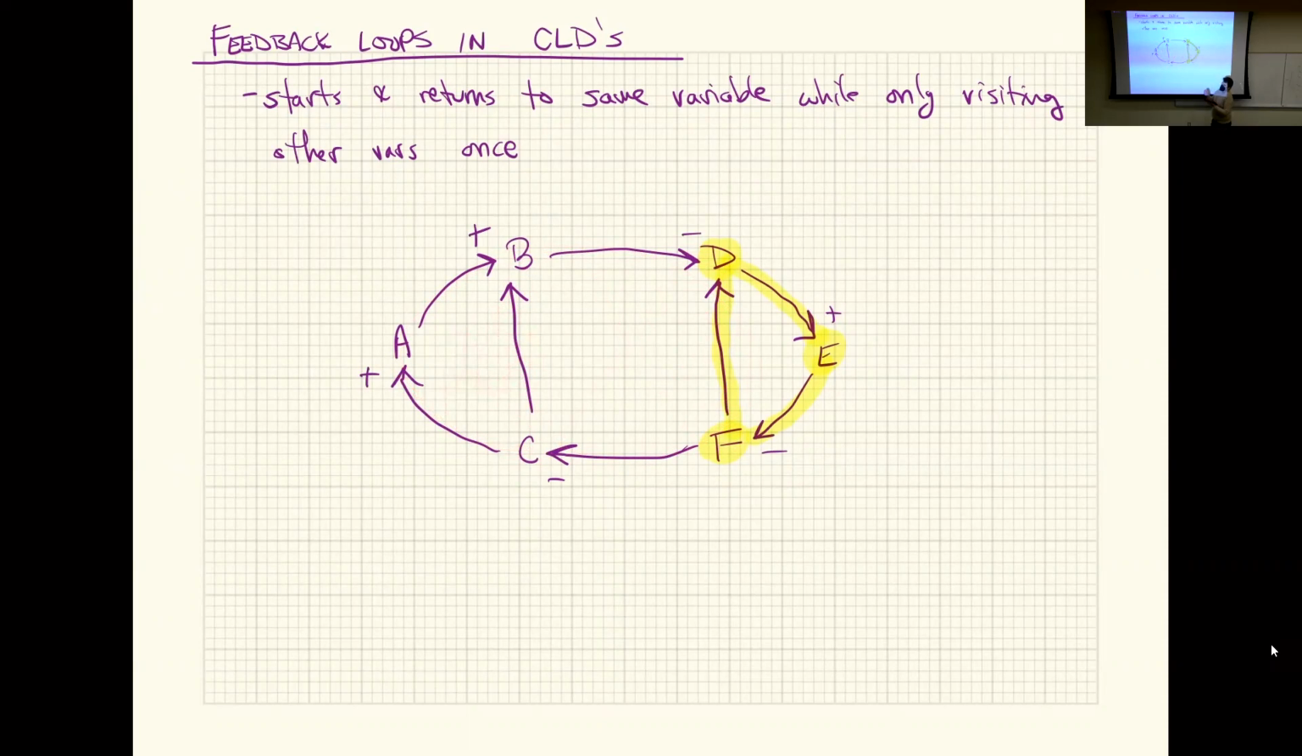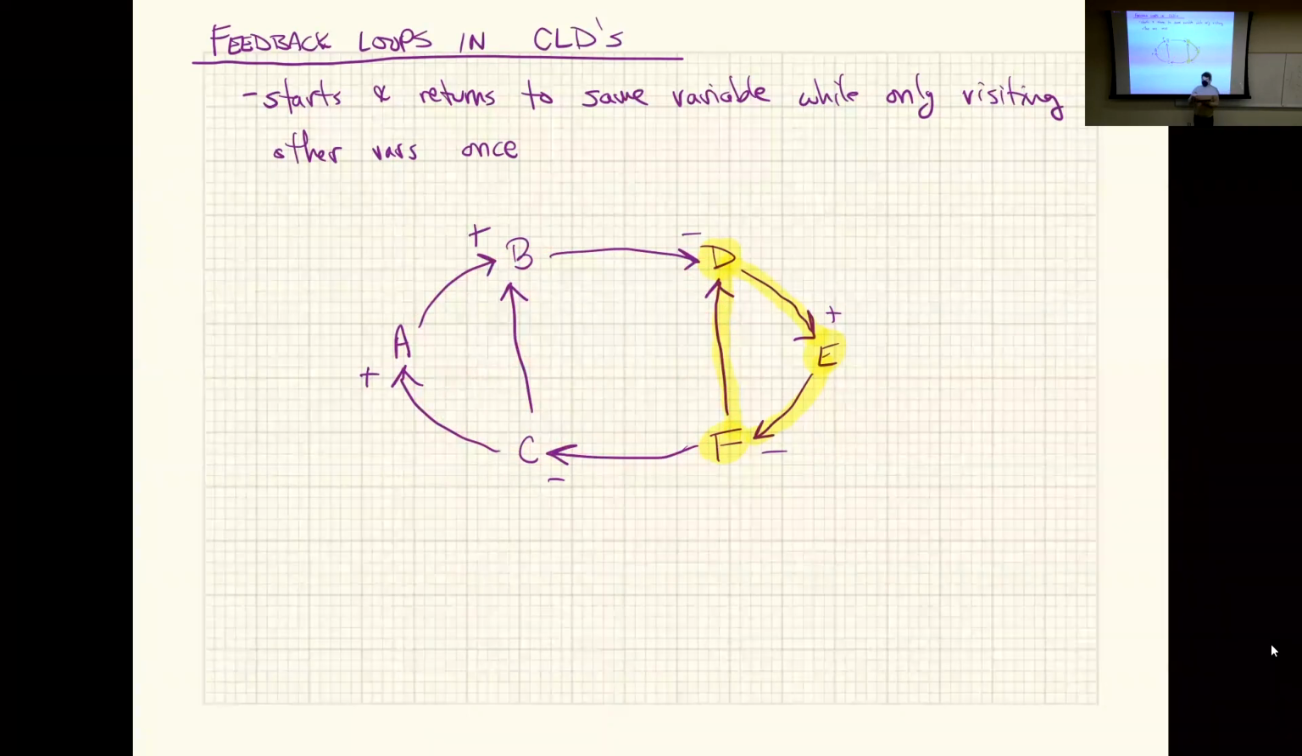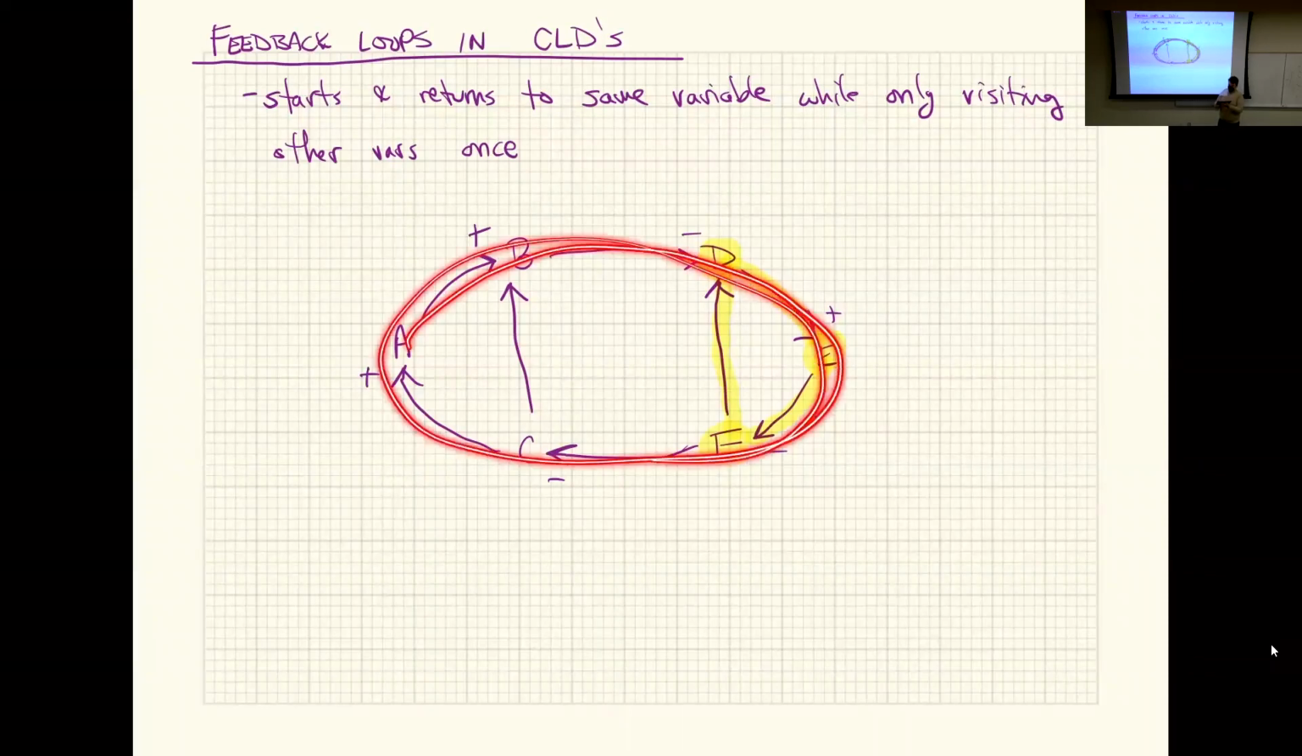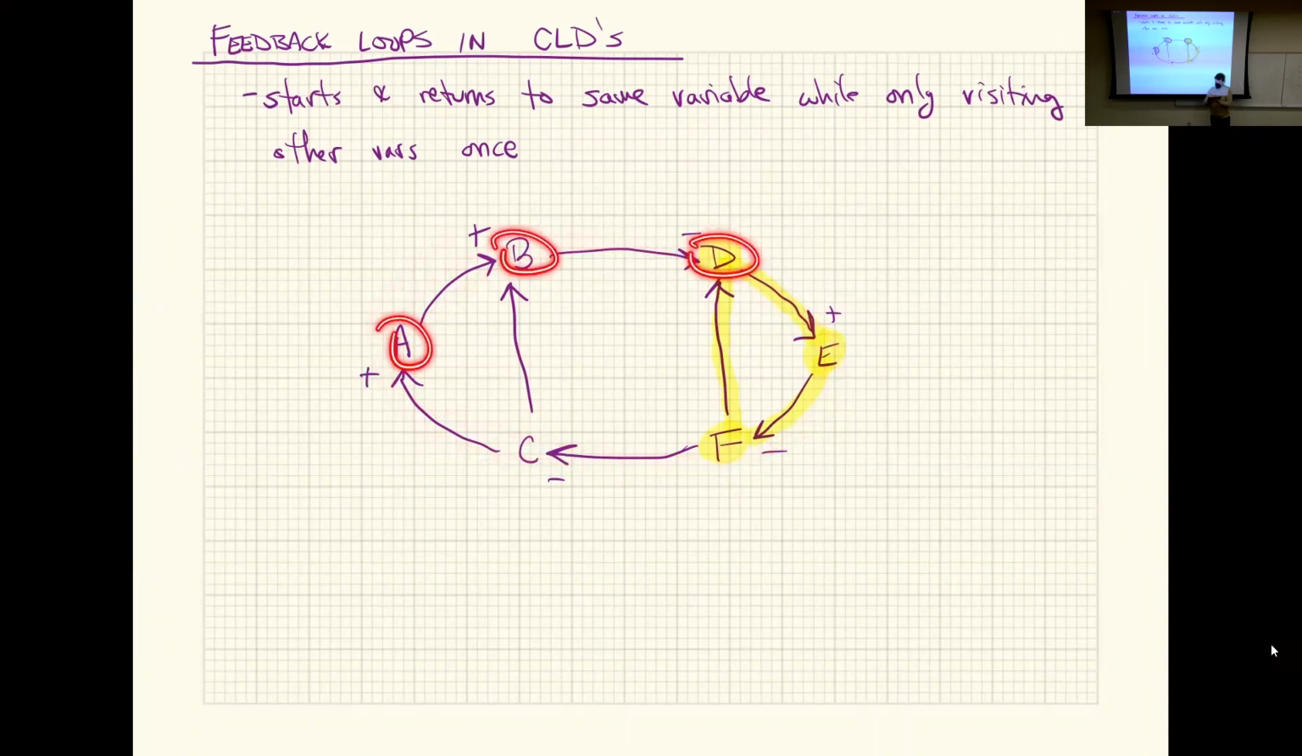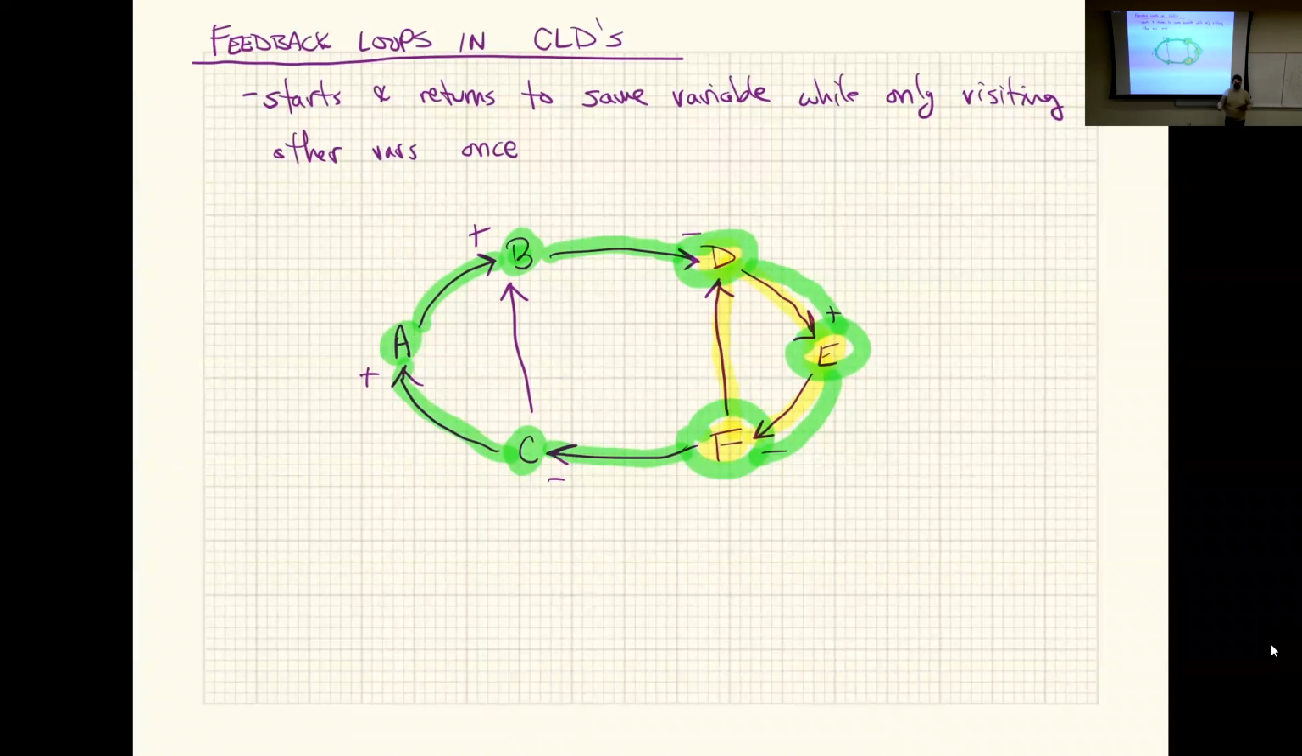But there is another loop here. Does anyone see the other loop? All the way around, that's right. So I can go all the way around here: from A to B to D to E to F to C and land back on A. That would be the second feedback loop. I can highlight that, A to B to D to E to F to C and back to A. So you can see that variables can participate in more than one loop. That's totally fine. So it can be tricky finding all the loops.